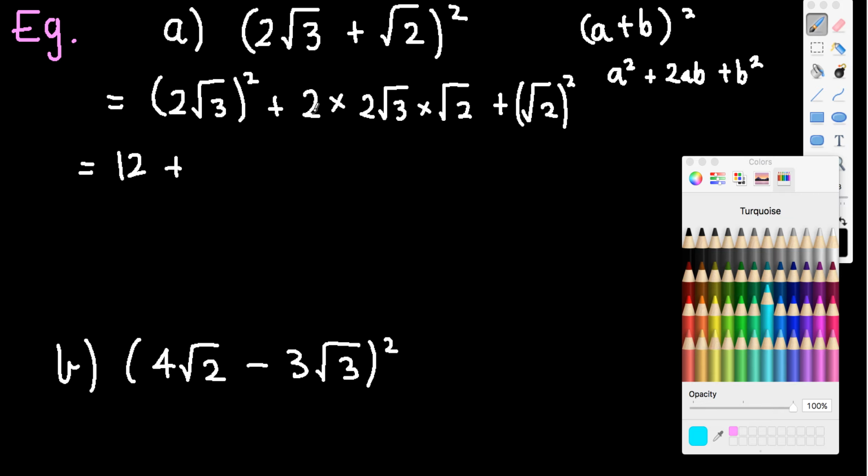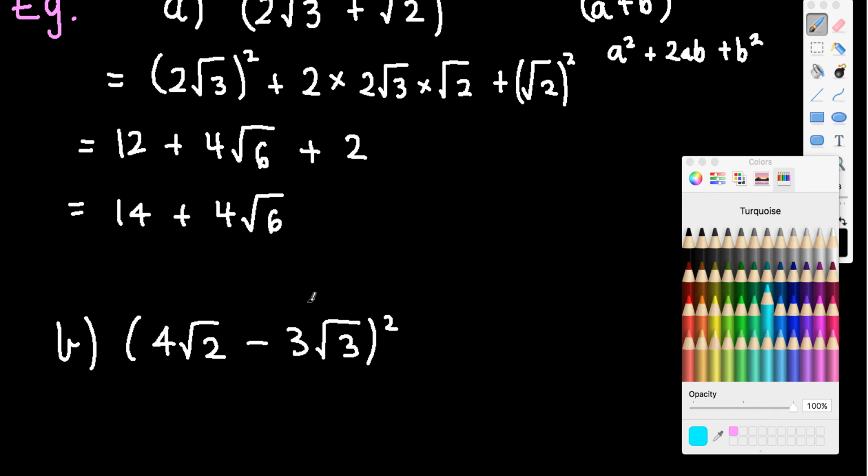Next one, 2 by 2 is 4. But then I've got root 3 by root 2. So I'm going to have 4 root 6. And finally, root 2 by root 2 is 2. So I'm left with 14 plus 4 root 6.